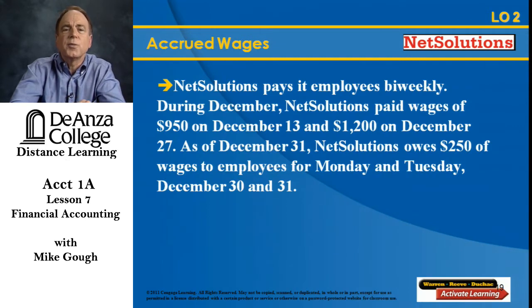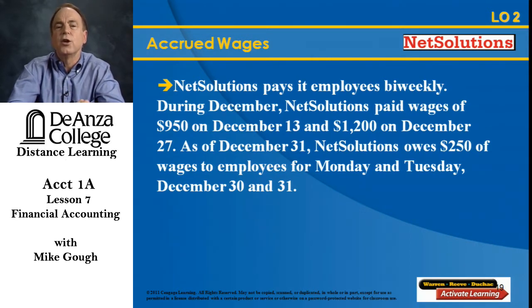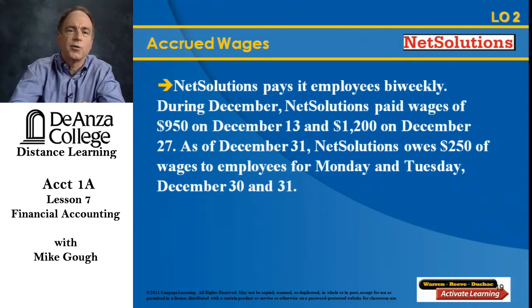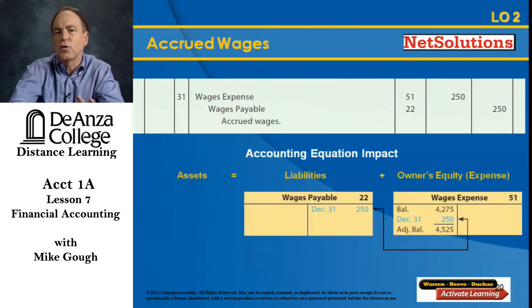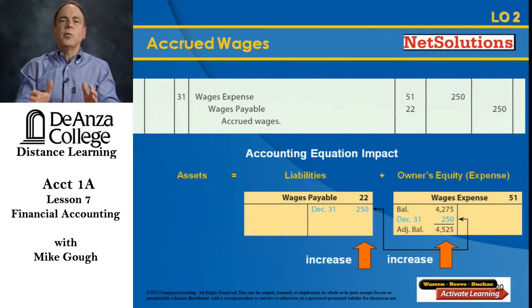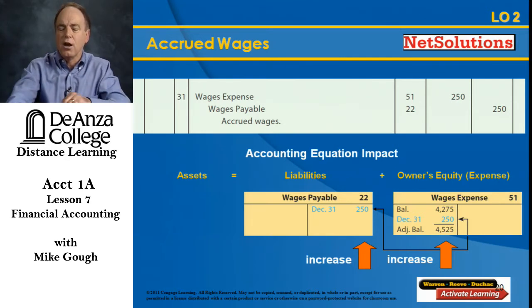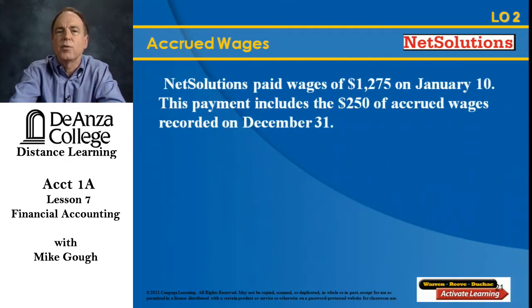So Net Solutions pays its employees biweekly. During December, Net Solutions paid wages of $950 on December 13th and $1,200 on December 27th. As of December 31st, they owe $250 of wages for Monday and Tuesday, December 30th and 31st. So there we're going to debit wage expense $250, credit wages payable for the same amount. This is money that has to be recognized for December, not for January. We don't want to understate our expenses for December because that would be a problem.